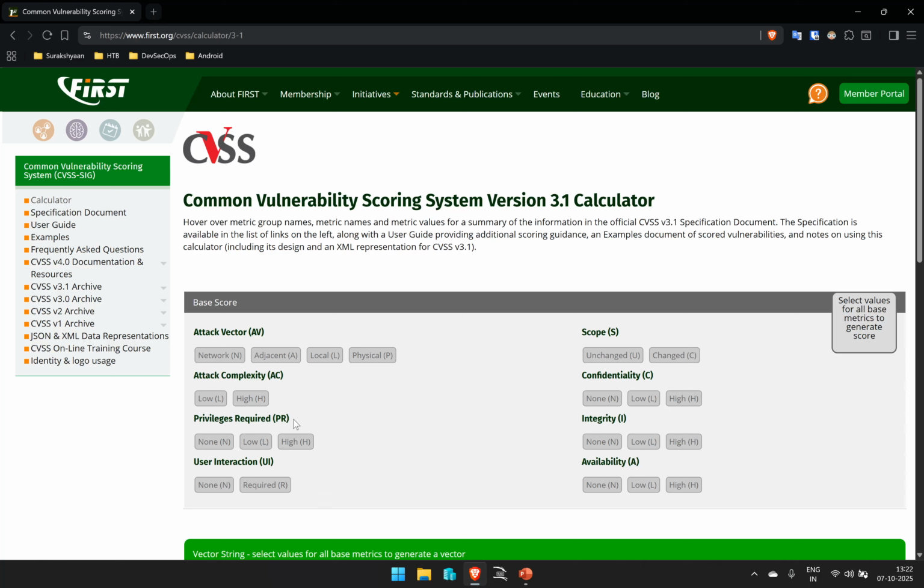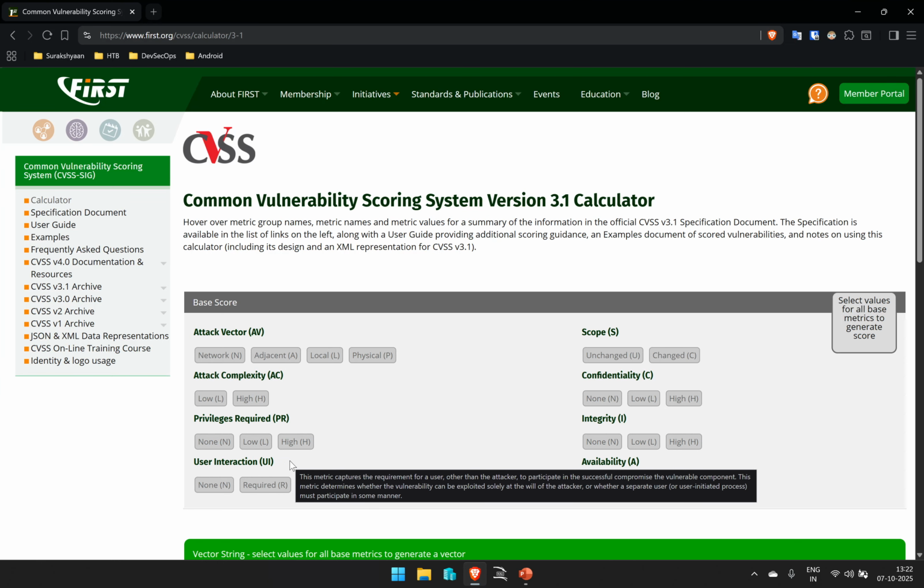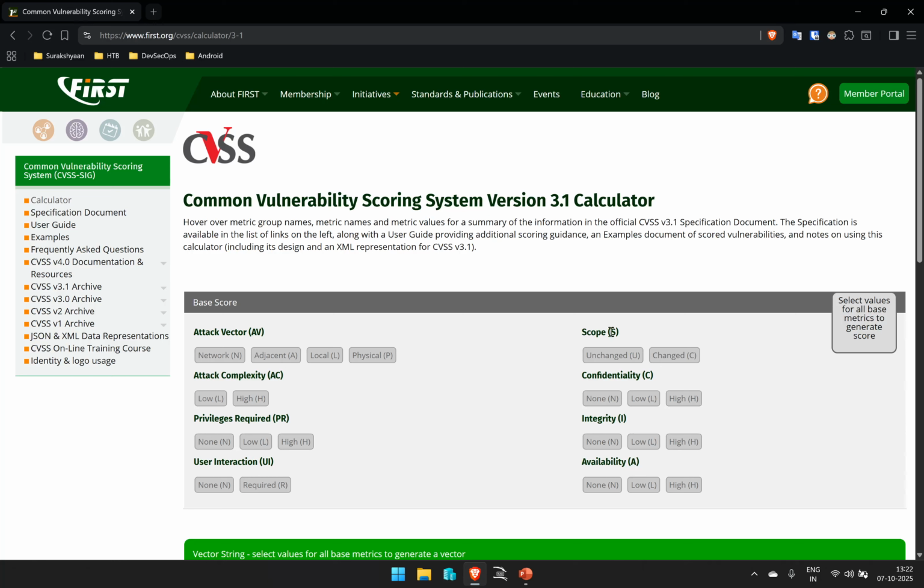Privilege required means does the attacker require any privilege in order to carry out this attack? If no privileges are required, then the severity would obviously increase. If some privileges are required, then obviously severity will slightly decrease. User interaction means is there any user interaction which is required to exploit that vulnerability? Then we have scope. Scope means is the attacker able to affect or move on to other systems other than the system which contains the vulnerability itself.